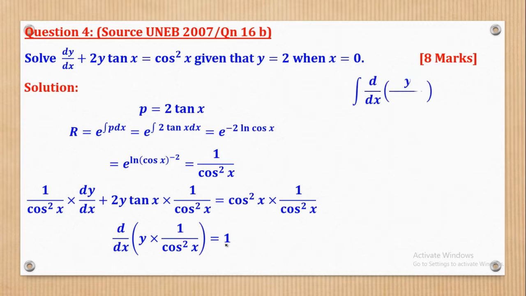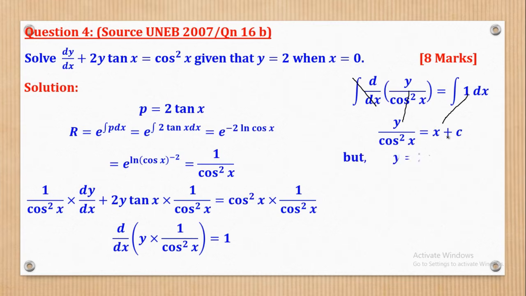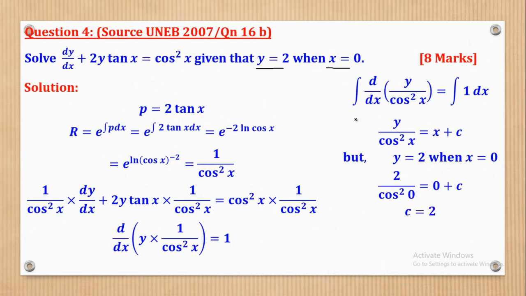The next is to put integrals on both sides. So when I put integrals on both sides, this will cancel and will remain with y over cos squared x, but integrating 1 gives you x plus the constant of integration. Now here the good thing, we are given some initial conditions that y is equal to 2 when x is equal to 0. So when I substitute for y and x, I'll be able to get the value of c. And when I substitute this value of c here, I'll be able to get the particular solution.